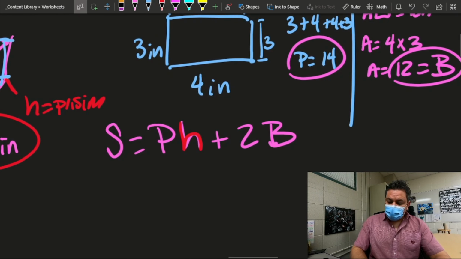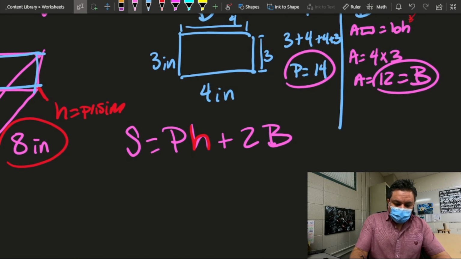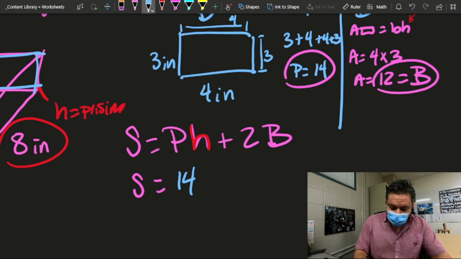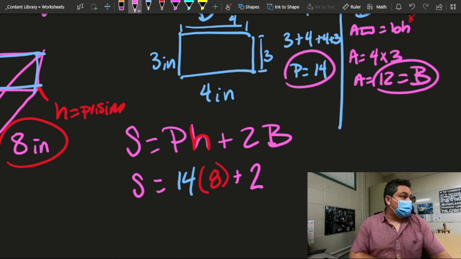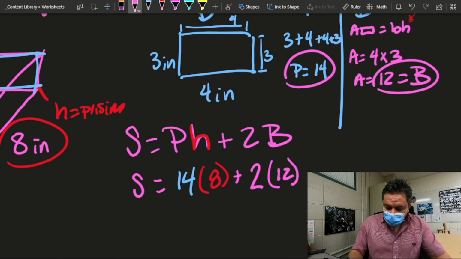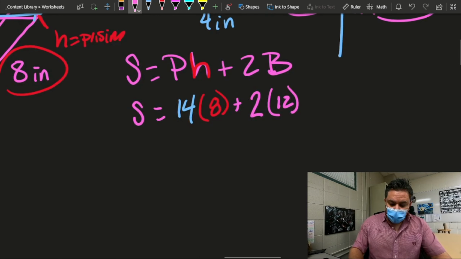So let's go ahead and substitute the values in that I know. So for S equals, instead of P, what number am I going to put in? 14. Instead of H, what number am I going to put in? 8 plus this number 2 doesn't change because there's 2. That's a 2. That's part of the formula. Instead of B, what number am I going to put in? 12. And I can solve this, right?